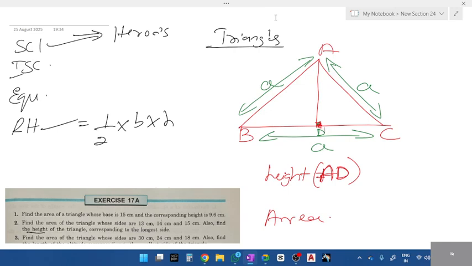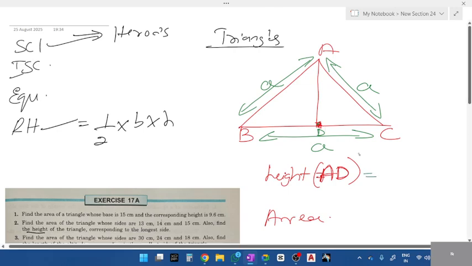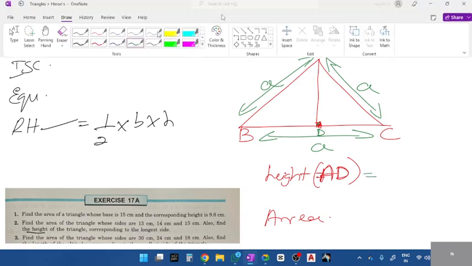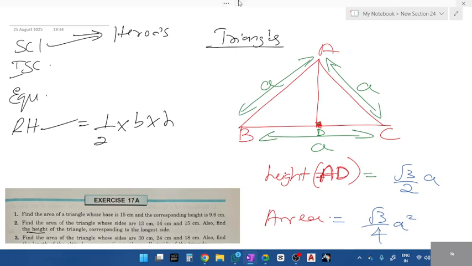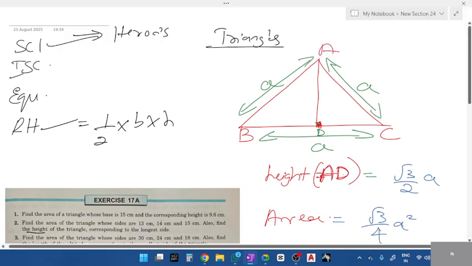Okay, first height, AD. AD is a straight line. Therefore, the formula for AD, if they give you an equilateral triangle and tell you to find the height of the equilateral triangle, is root 3 by 2a. Take down the direct formula, root 3 by 2a. And the formula for area of an equilateral triangle is root 3 by 4a square. And what does a stand for? What is the value of a here, students? a is equal to the side value.